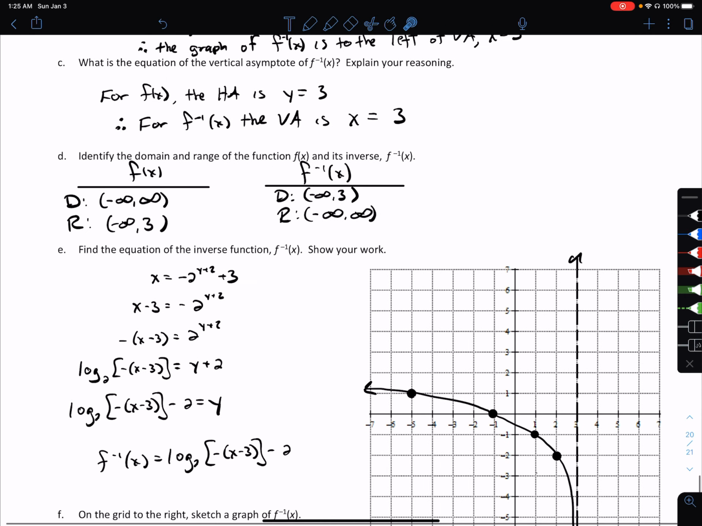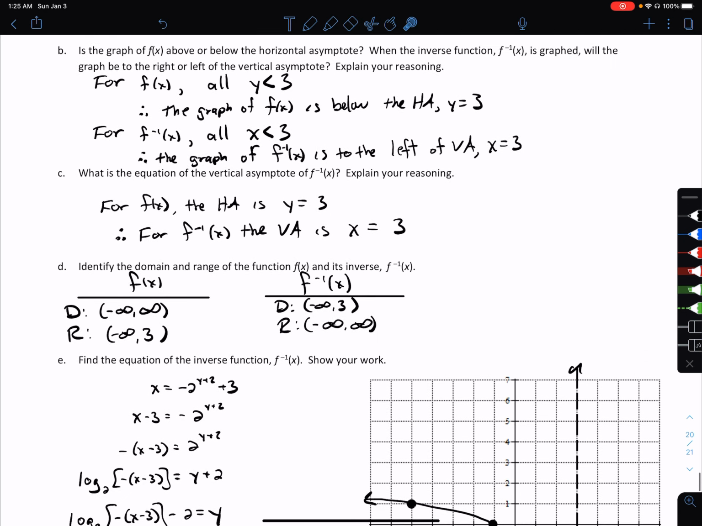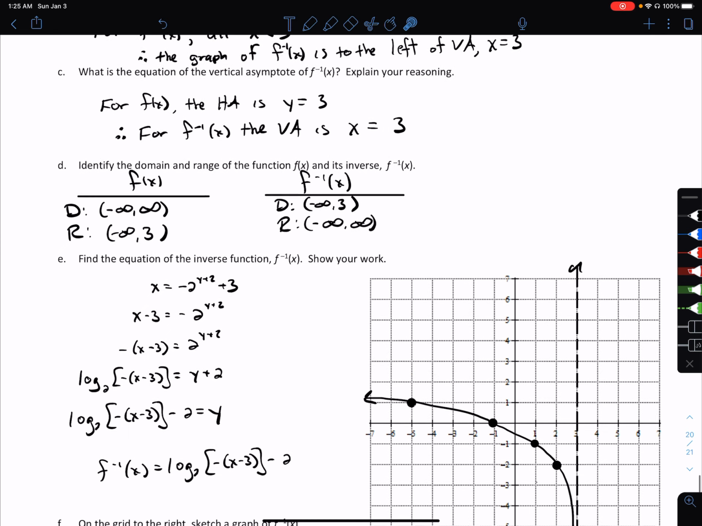What's the domain and range of the function and its inverse? The domain of every exponential function is negative infinity to infinity. The domain of every logarithmic function is negative infinity to infinity. The range of f of x, here we're saying that y is less than 3. That means it's going to go from negative infinity to 3, which means the domain for the inverse is going to go from negative infinity to 3.